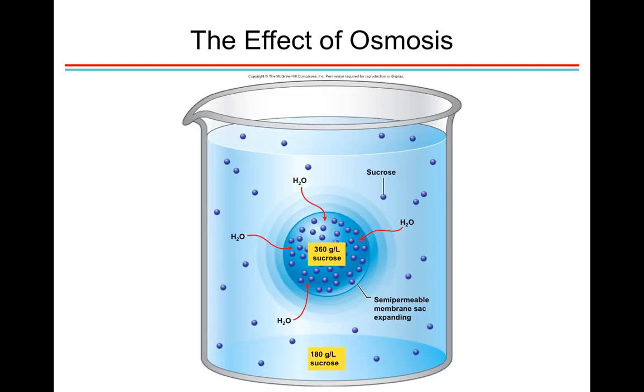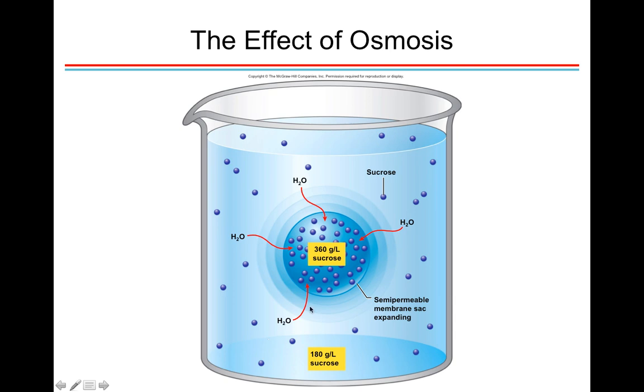So let's take a look at an osmosis experiment in a beaker in the lab. So what we're seeing here is that there's a balloon that has the semi-permeable membrane allowing water to pass through the membrane but not sucrose. And this balloon has 360 grams per liter of sucrose in it. Then in the beaker, we notice that there's 180 grams of sucrose per liter of sucrose in the water in the beaker.